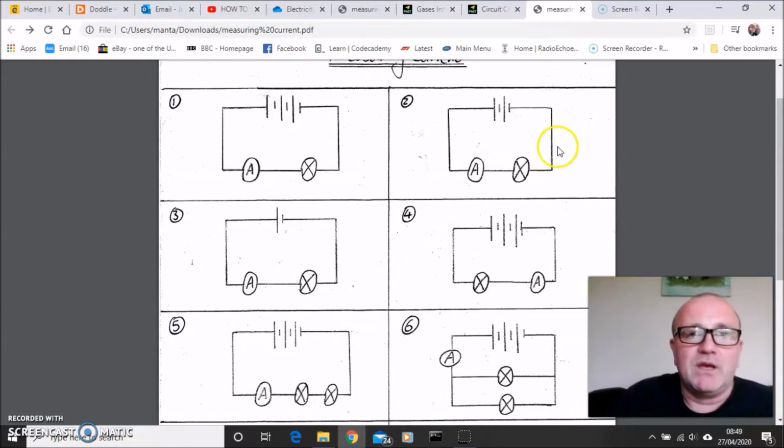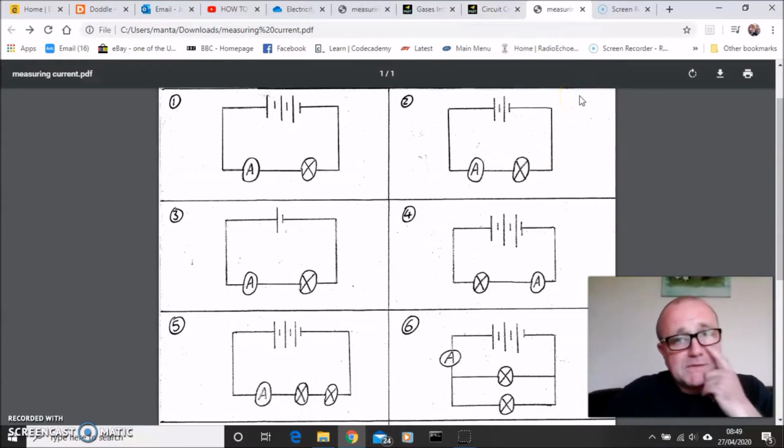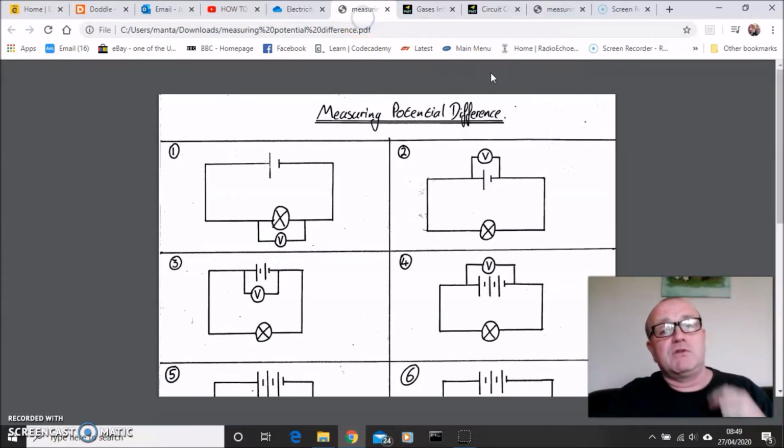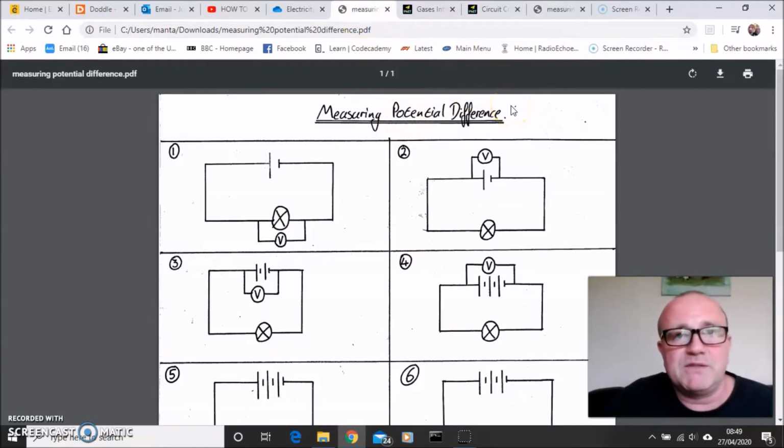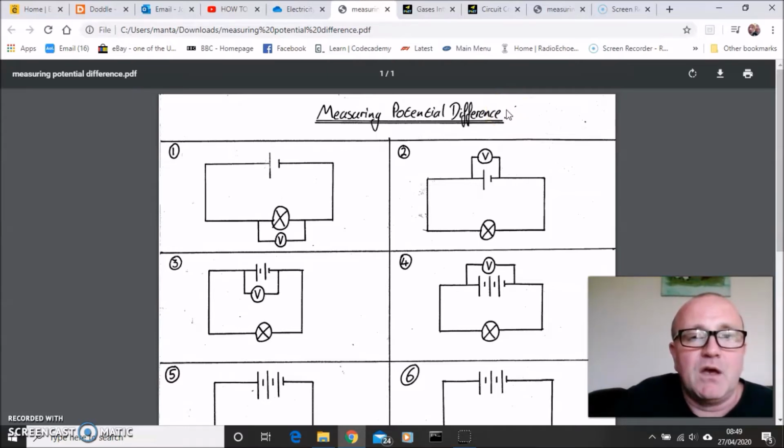Today we're going to be using the same website, but this time we are going to be measuring something called potential difference. Now, potential difference is just the scientific name for the voltage. Now, the current, if you remember, is the amount of electricity flowing around a circuit. The potential difference, or the voltage, is how much push that electricity is being given around a circuit. It's measured in units called volts, and it's measured using a bit of equipment called a voltmeter. And voltmeters have got a V in a circle.